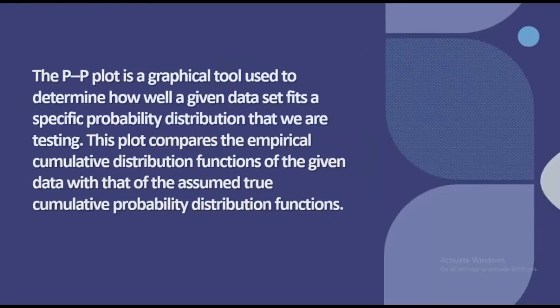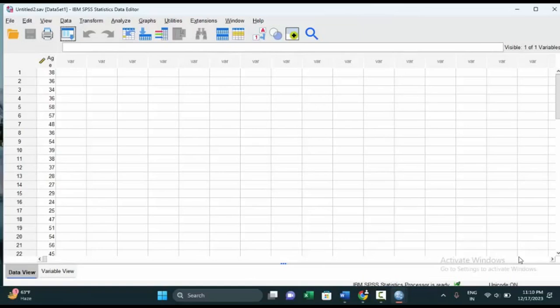The PP plot is a graphical tool used to determine how well a given data set fits a specific probability distribution that we are testing. This plot compares the empirical cumulative distribution function of the given data with that of the assumed true cumulative probability distribution function. So friends, let's move to SPSS software.